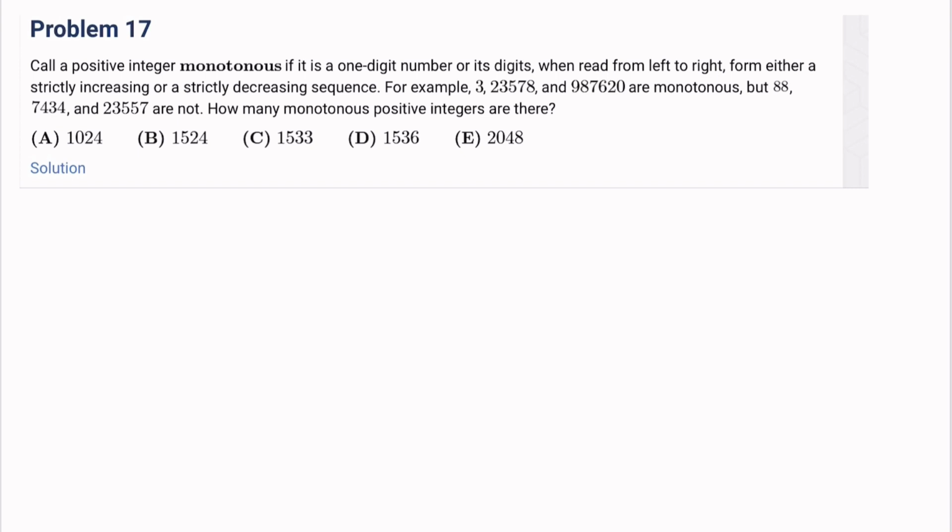Okay, so first thing that we should see is that we can have two cases where the integer's digits are strictly increasing or strictly decreasing, right? So we have those two cases. And let's look at the strictly decreasing sequence first. Decreasing means that we can have 0. We can have 0 at the end, right? And so we have 10.